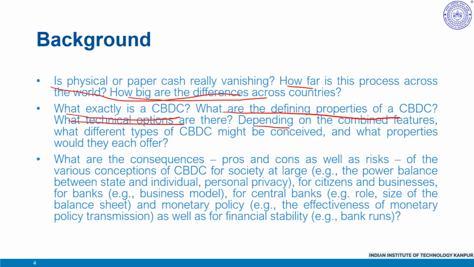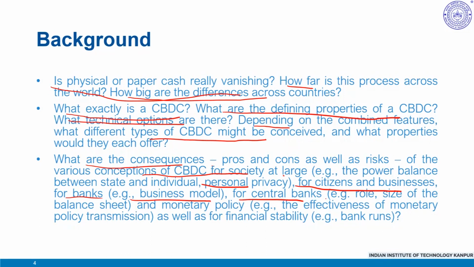Depending upon the combined features, what different types of CBDC might be conceived and what properties would they have? What are the consequences, that is pros and cons as well as risks of various conceptions of CBDC for society at large? For example, the power balance between state and individual, privacy, anonymity, and so on. For citizens and businesses, for banks, for example, what would be the business model and would it threaten the banking as we see it now?